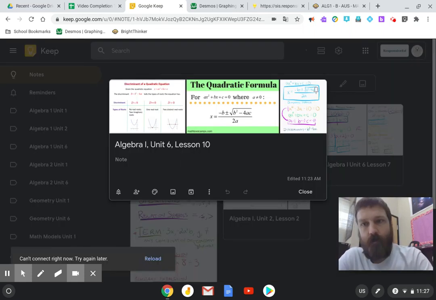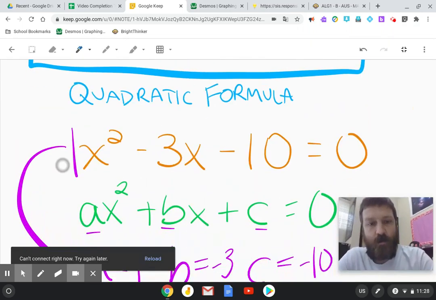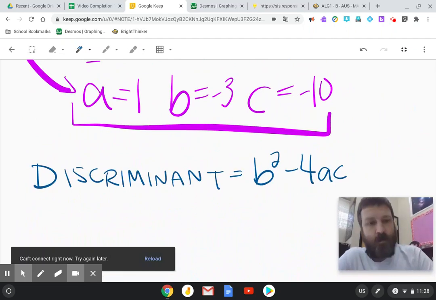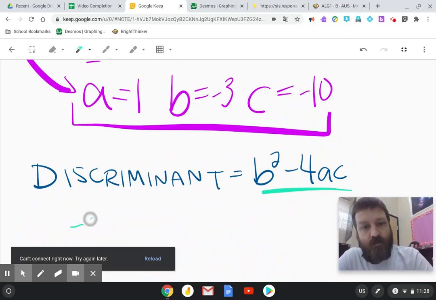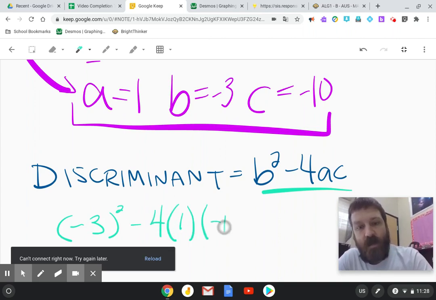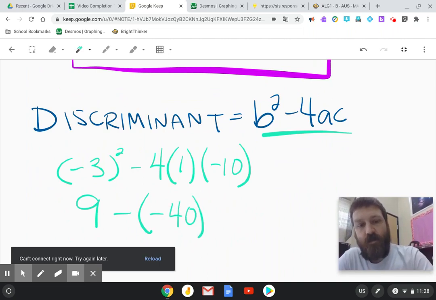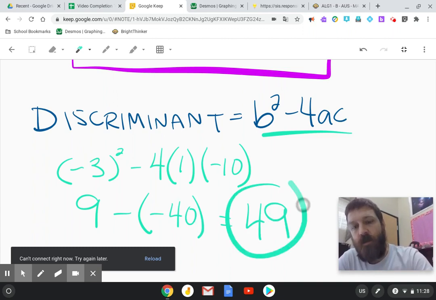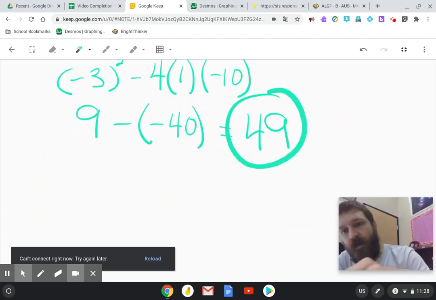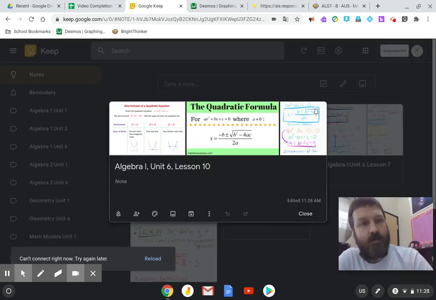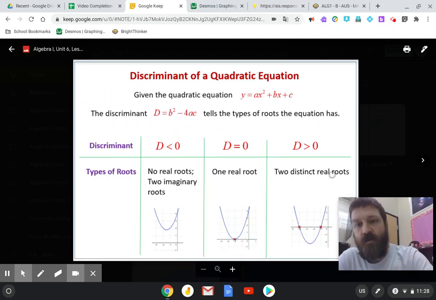So let's do that with our example. We're going to plug these numbers, a, b, and c, into this formula here. So b squared is going to be negative 3 squared minus 4 times 1 times negative 10. So we work through this. Negative 3 squared is 9, because negative 3 times negative 3 is 9. Minus 4 times 1 times negative 10, that's negative 40. And since those are both negative, it ends up being 9 plus 40, or 49. So 49 is positive, and that tells me, according to my rule, that this has two distinct real roots.